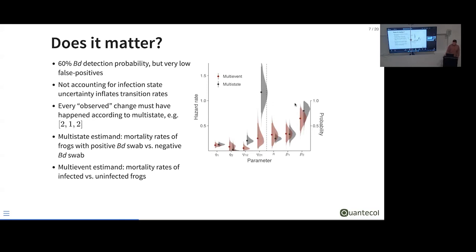So here I compared the output of the model. The gray is the multi-state model, and these ones here are the rates of gaining and clearing infection. They were about 5 times higher if you don't account for the fact that you're not picking up the infection in some of the samples. And it turns out with this species, the mortality rates were very similar between infected and uninfected frogs. But at the very least, I felt more confident that what I was actually estimating in my model was the target quantity, which was the difference in mortality rates of uninfected and infected frogs.